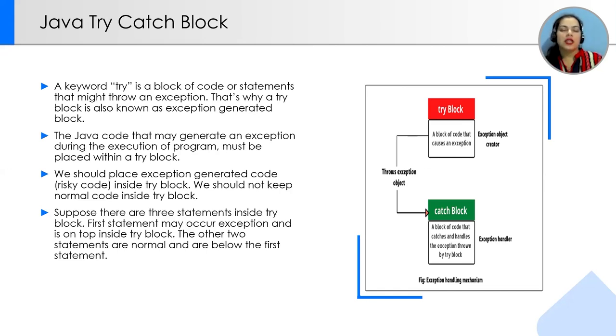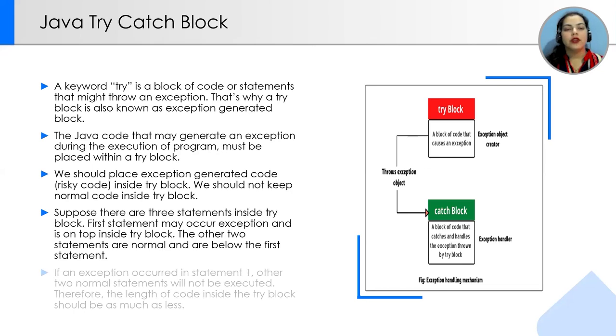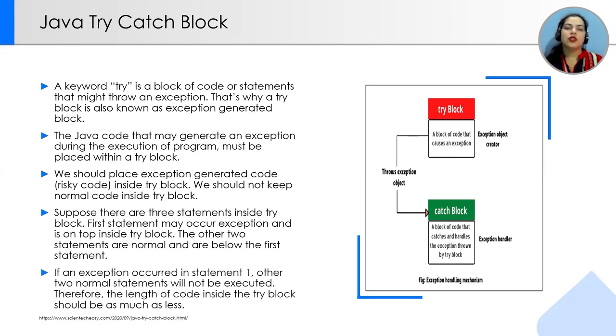Now of the next two statements, one can create an exception, so we put that line within the try block. It's not necessary that only the second or third line will create the exception. The very first line of the code can also create the exception, so we put the line which can generate an exception in the try block. If an exception occurs in statement one, out of three statements, the other two normal statements will not be executed.